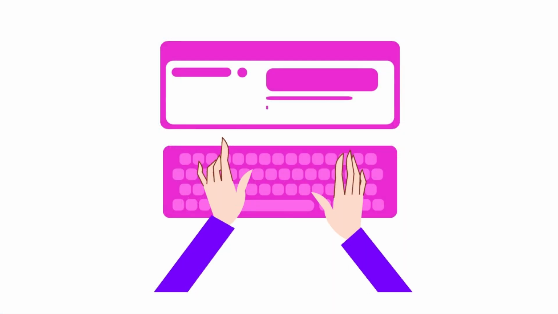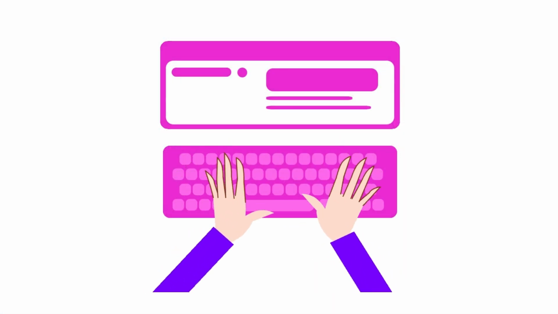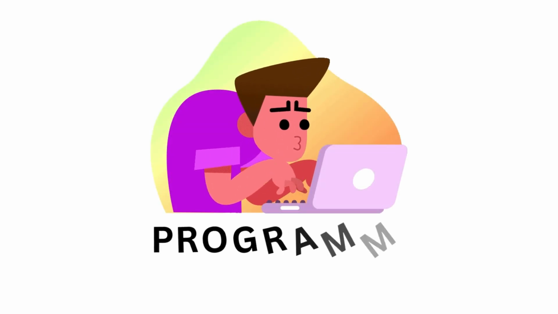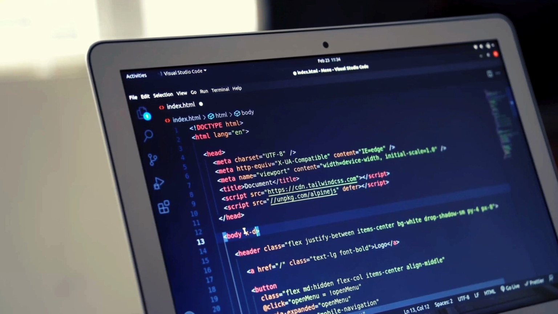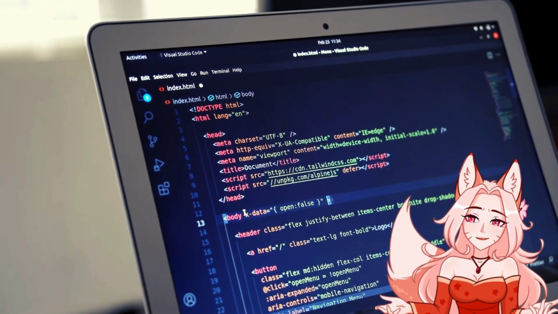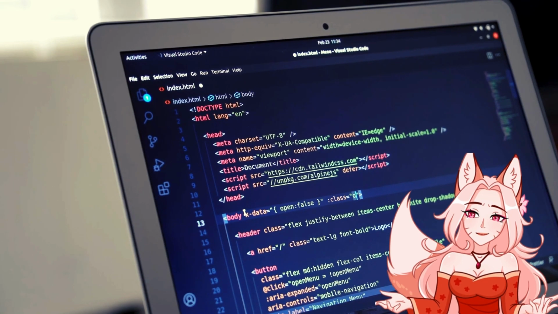The person who is going to write these instructions, or rather the person who is going to write the program, is known as the programmer. So the programmer will write the programs and the computer will work on the instructions given to it. That is, the computer will execute the program.